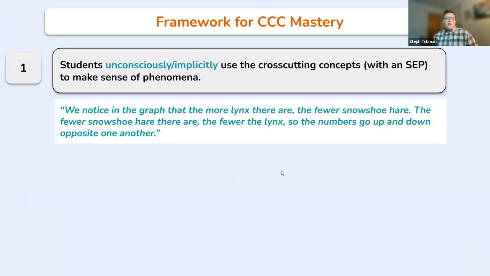So the first stage is students are unconsciously or implicitly using the cross-cutting concept. For most of us teaching NGSS, that's probably happening all the time. And even in non-NGSS curricula, that can happen too. So an example, if we were looking at a predator-prey, maybe lynx and snowshoe hare, a student might say, we notice in the graph that the more lynx there are, the fewer the snowshoe hare. And then they might notice the opposite, the fewer snowshoe hare there are, the fewer the lynx. So the numbers go up and down. So students are talking about a pattern that they're noticing, but they're just not using the word pattern to describe it, right?